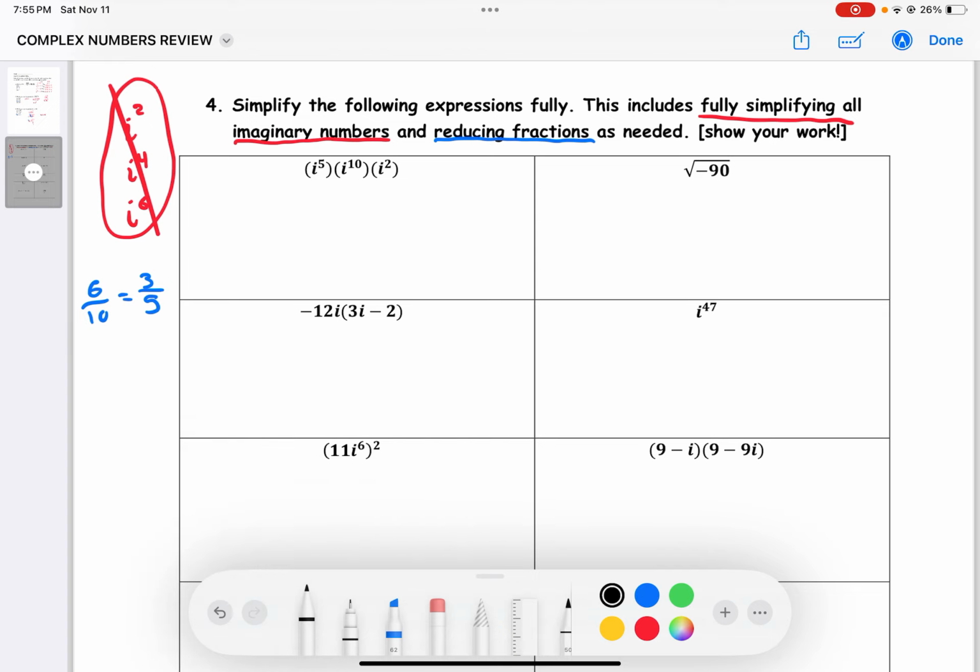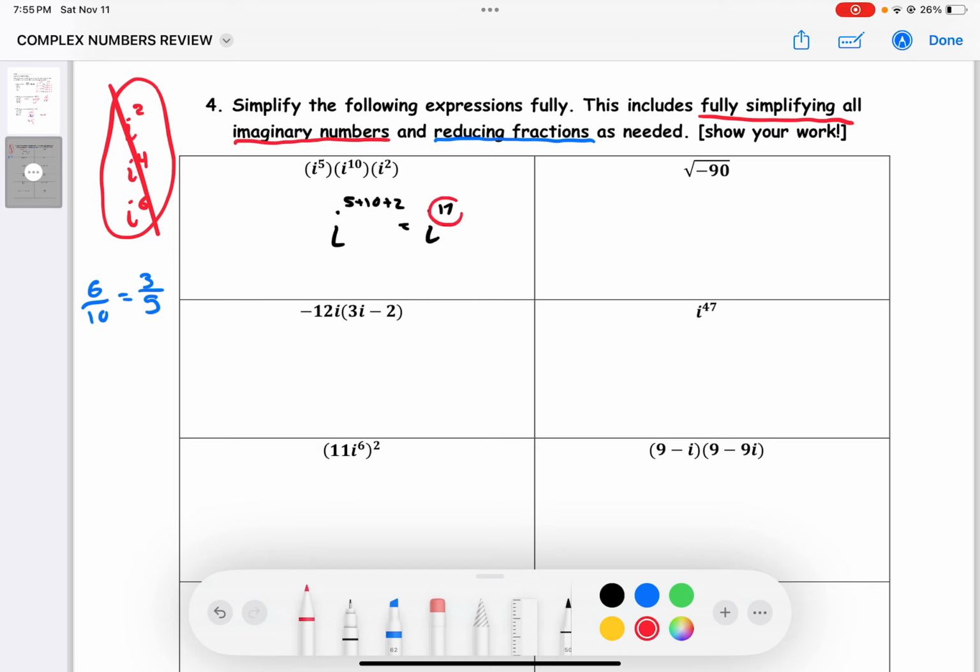Then the other thing we're falling back on is our exponent laws. Right? So we have i to the 5th times i to the 10th times i squared. Right? They are the same base, and they are being multiplied. So I keep the base and add the exponents. 5 plus 10 plus 2 is i to the 17th.